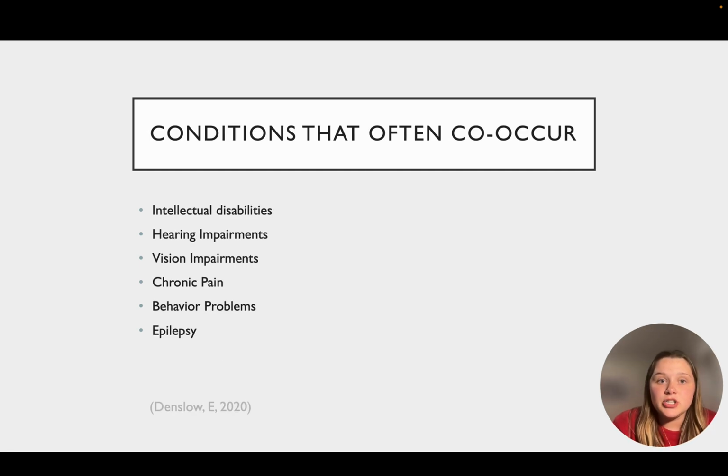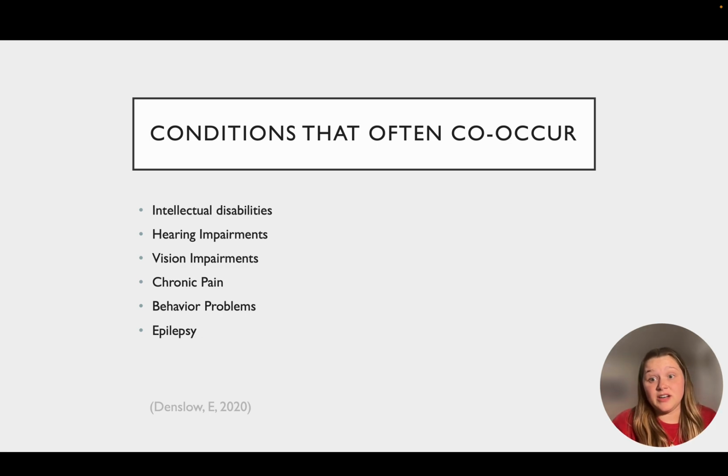So there are some conditions that often co-occur with cerebral palsy. Up to 50% of people with CP also experience intellectual impairments, which can include poor memory and concentration, developmental delays, avoiding social interaction, and difficulties with logical thinking and problem solving.